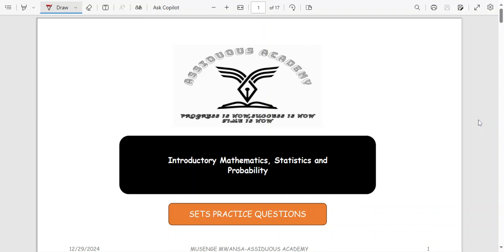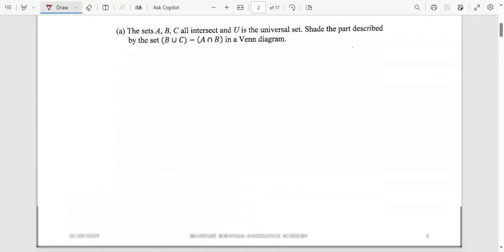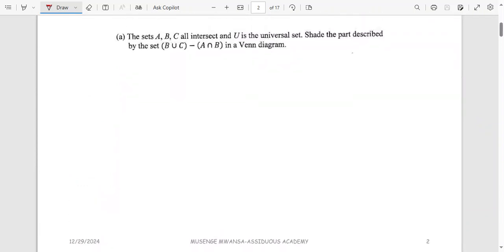The exam questions on sets. So the first question here: the sets A, B, and C all intersect and U is the universal set. Shade the part described by B union C minus A intersection B. So this is easy, guys.